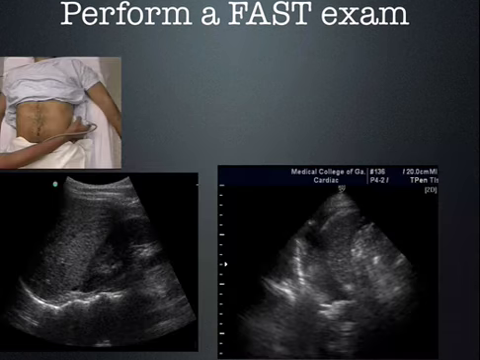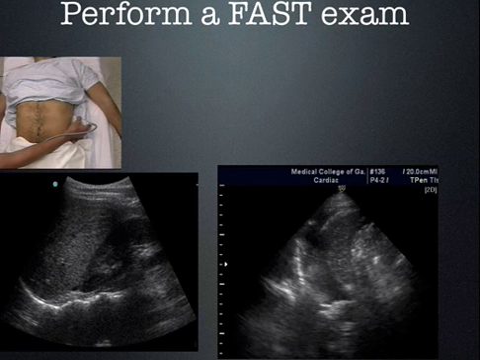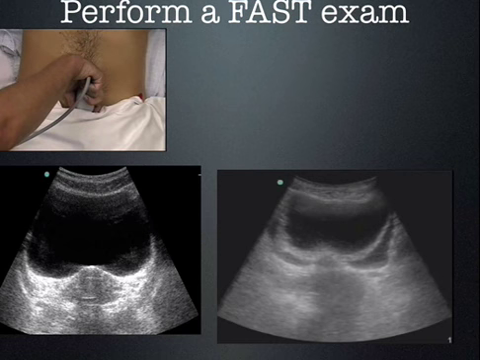In the left upper quadrant, I talked with some of the folks yesterday. The place that you're most likely to find fluid in the left upper quadrant is between the spleen and the diaphragm, and we see a large stripe of fluid here. That would be FAST positive.